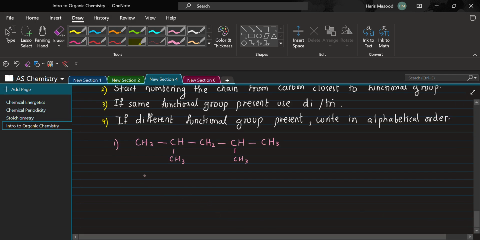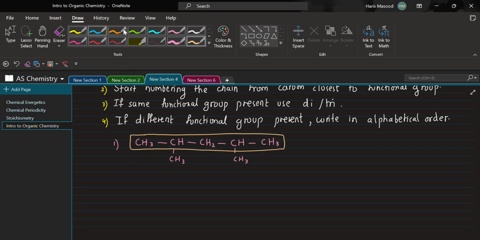Now rule number 1 says to find out the longest chain. If your compound has the longest chain in two manners, like if we draw it, I can see that we have a 5 carbon chain like this, and we have a 5 carbon chain straight. So I would prefer the one that is straight, because it will be easier for me to name the compound then. Clear? So we selected this chain.